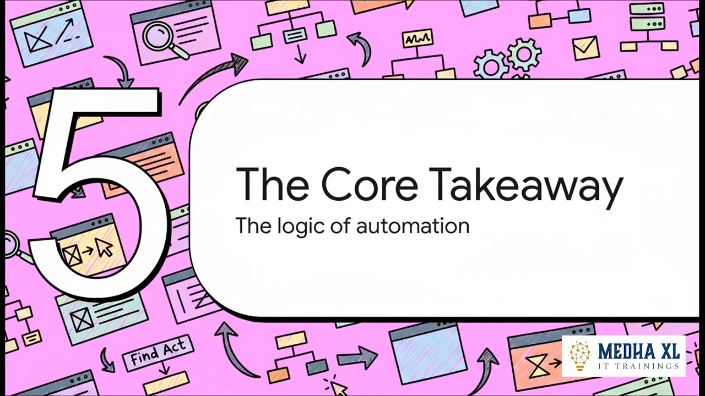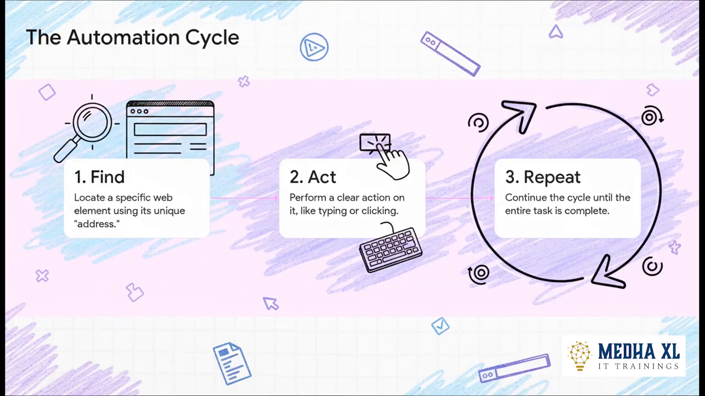So what have we really learned here? We've basically just decoded the entire process. What might look like a super complex, intimidating script is really just a bunch of these very simple find this, do that instructions stacked right on top of each other. And that really is the core takeaway. It all comes down to this powerful little cycle. You find an element using its unique address. You act on it, either by clicking or typing. And then you just repeat. You keep doing that over and over until the entire job is done. This find, act, repeat loop is the secret sauce behind all web automation.